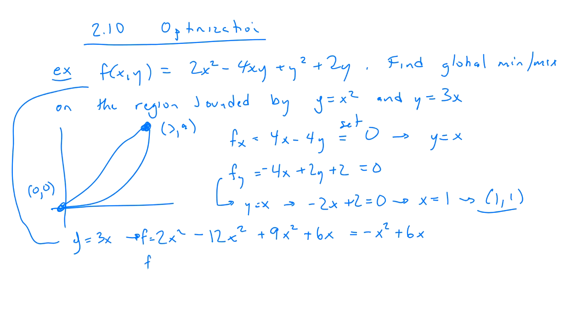So we take the derivative, set it equal to 0, which gives us x equals 3, which gives us the point 3, 9, which we already had as one of the corners. So it doesn't give us anything new. Plug in the other boundary, y equals x squared.